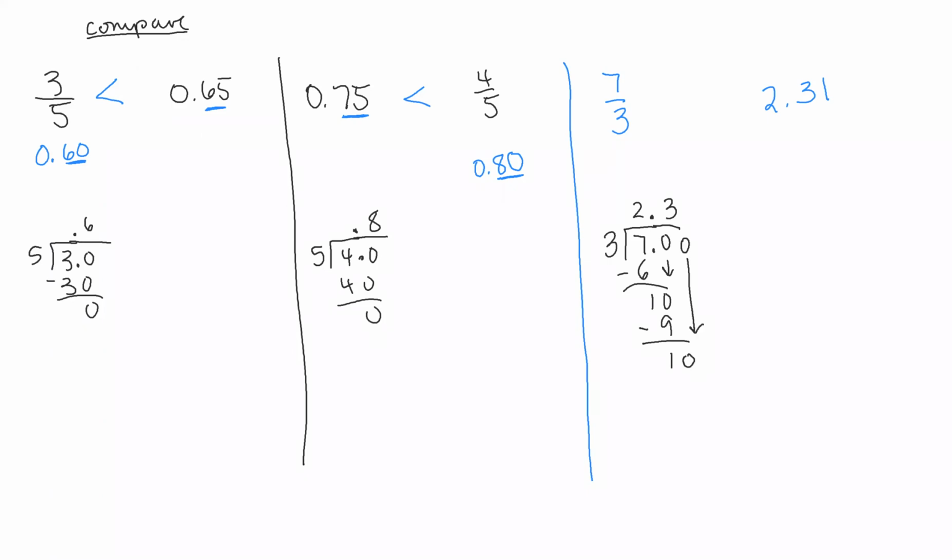Add another 0. 3 into 10 goes 3 times. 3 times 3 is 9. I get 1 left over. So I can see I've got 2.3 repeating, but let's just keep it at 2.33. So the 2's here and here match. So let's just compare 33 to 31. Well, which is bigger? Is 33 bigger than 31? Yes. So that tells me 7/3 is actually bigger than 2.31.